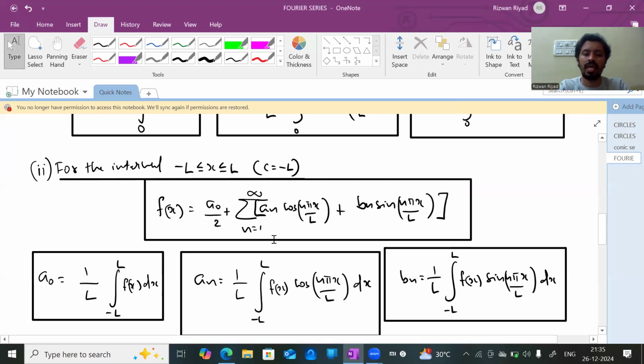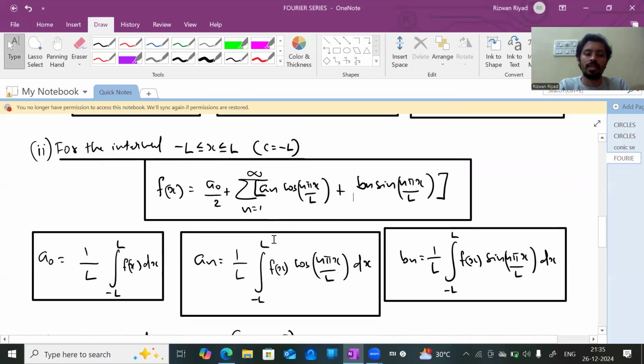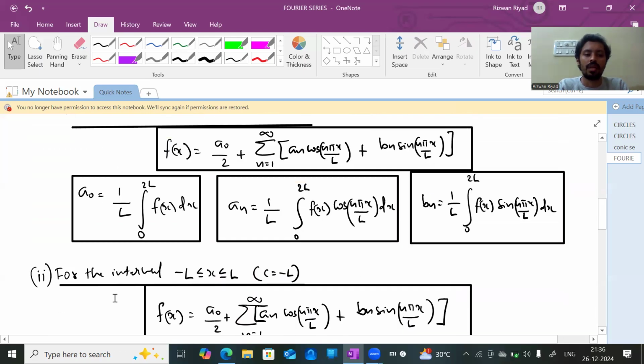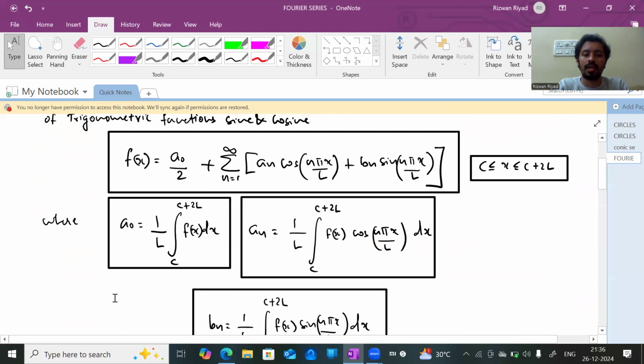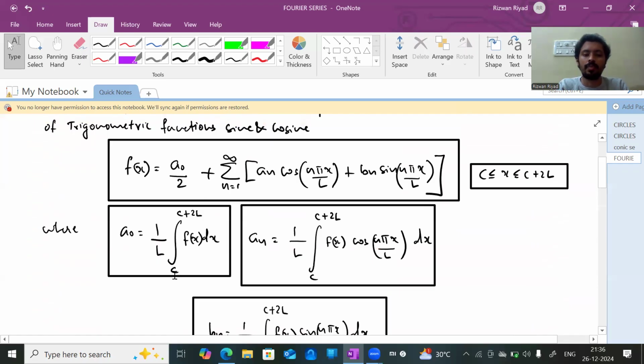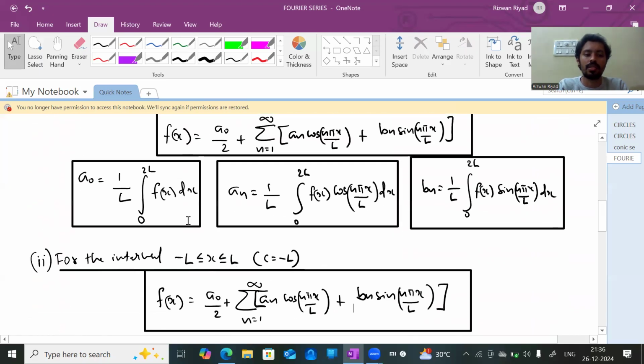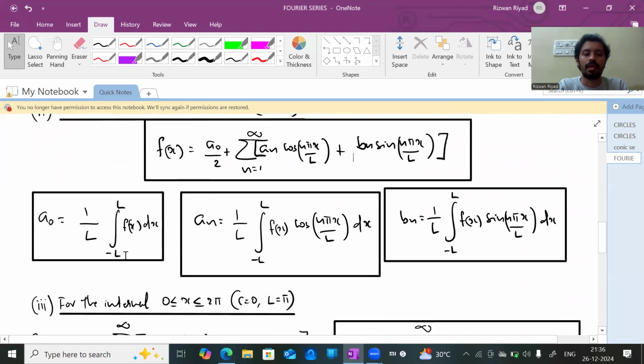Okay, that is the same only. A small change you can see here: a0 will be equal to 1 by L integral minus L to L f of x dx. So this c, here we had integral c to c plus 2L. That c becomes minus L, this c also becomes minus L. So minus L plus 2L is L only. Okay, that change you can see here: 1 by L integral minus L to L f of x dx.